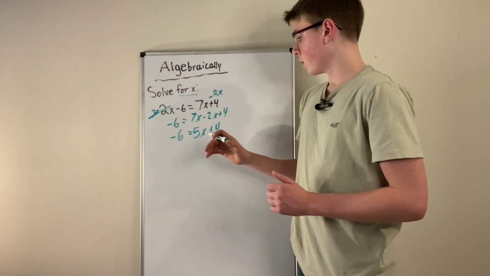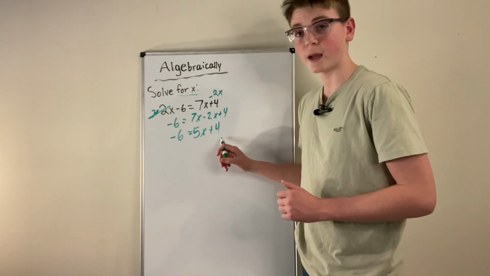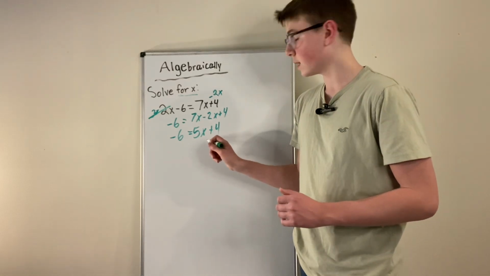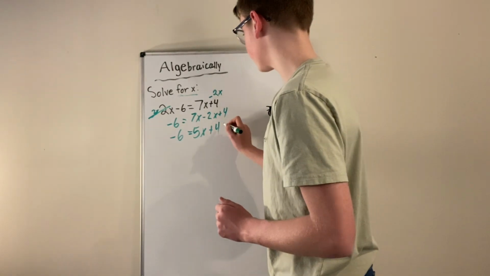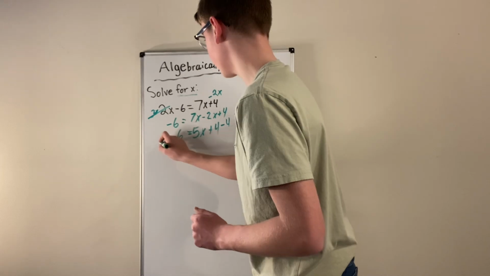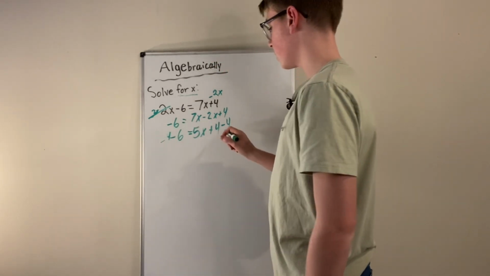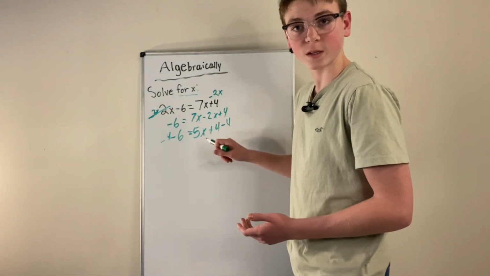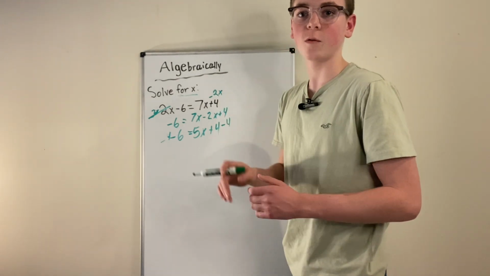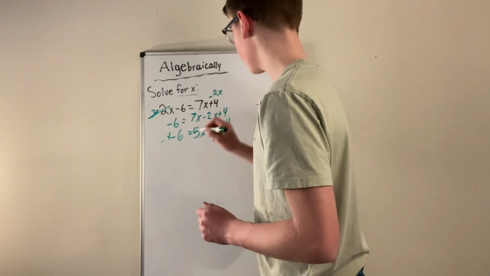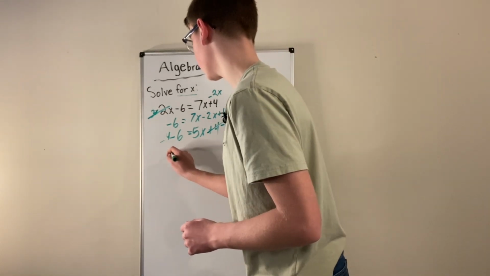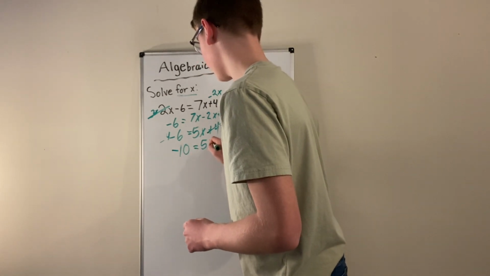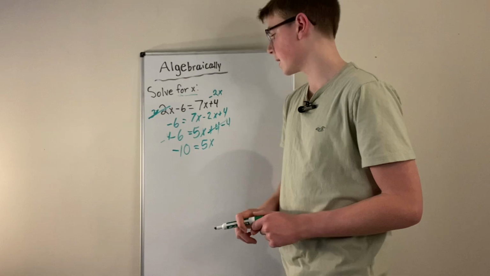Well, we have this 4 on the right side, and we want to move it to the other side because we want to isolate this x value. So we're going to subtract 4 from both sides now. Just do the inverse: plus 4 is minus 4. So subtract 4 from both sides to keep the equation equal. The 4 and the minus 4 cancel. So negative 10 equals 5x, because negative 4 minus 6 is negative 10.